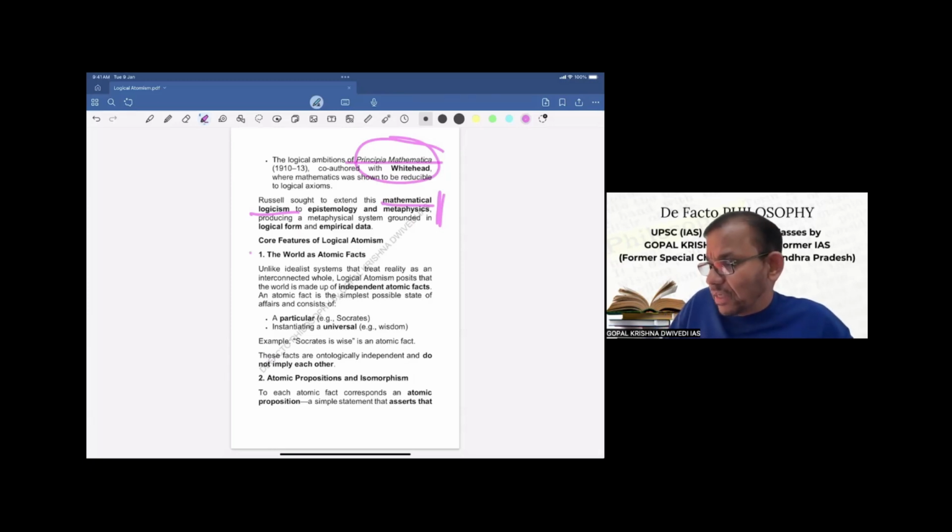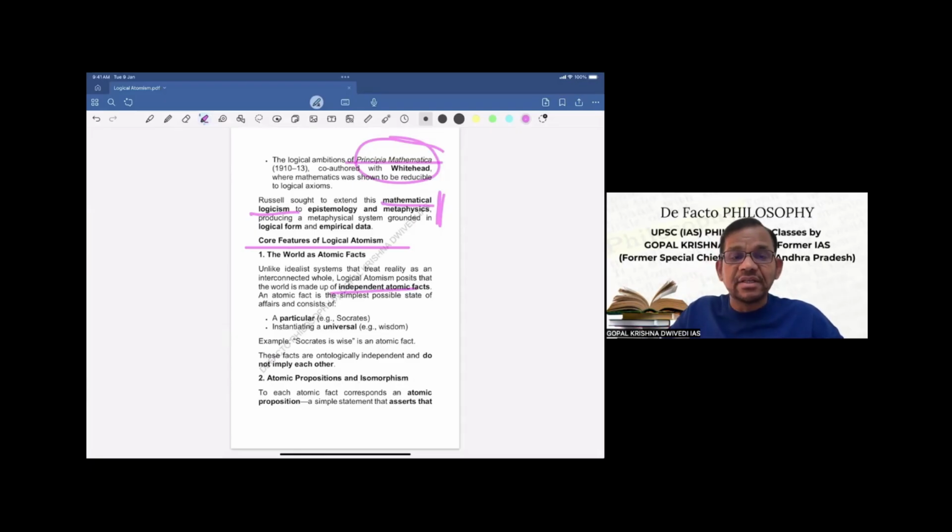Now, what are the main features of logical atomism? Let us try to understand that. As was already told, the basic thing is that the world consists of atomic facts. This is the first important principle, and it is unlike idealism, because it was a reaction to idealism. Idealism treats reality as an interconnected whole, the Absolute of Hegel. This is against that. Instead of an interconnected whole, the world consists of independent atomic facts.